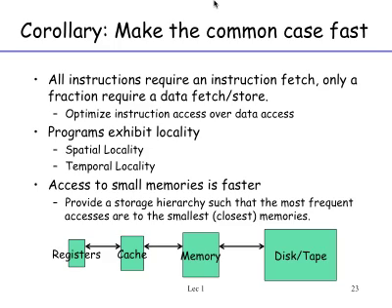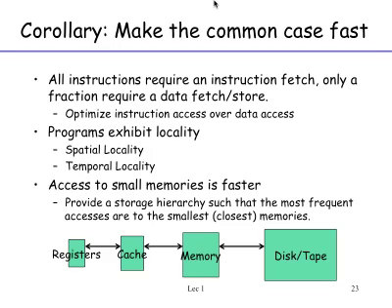The third thing is that access to small memories is faster. If you have a larger memory, you have more pins that you need to decode. As a result, if you want to provide a storage hierarchy, you want to have the smaller memory components closer to the processor, to the data path.